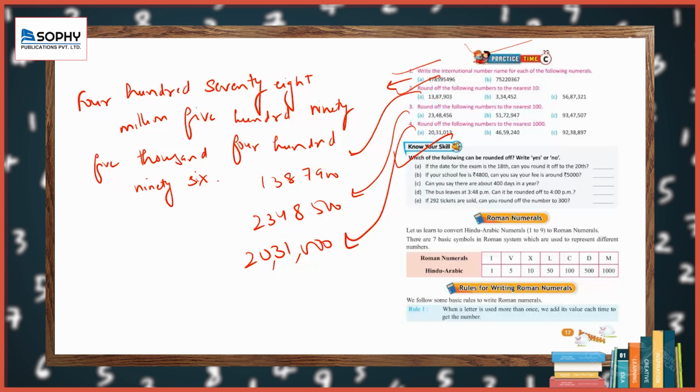Know your skill, students. Which of the following can be rounded off? Write yes or no. If the date of exam is 18th, can you round it off to the 20th? Yes, you can round it off. So you will write yes.